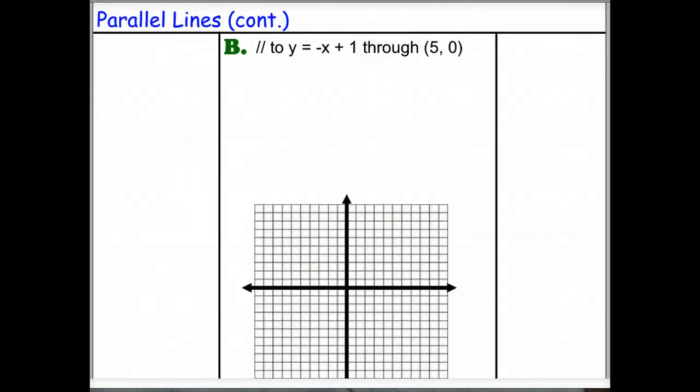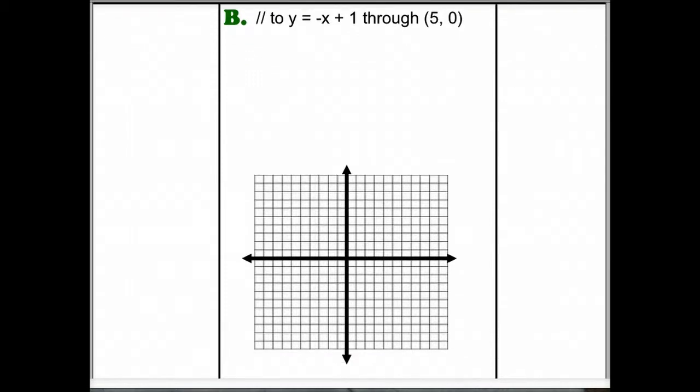Moving on to the next example, we have a line that is parallel to y equals -x plus 1 through 5, 0. Our old slope, or M1, I see is that coefficient in front of x, which has a negative sign, which means our slope is -1 or -1/1. And our original y-intercept is +1. The line parallel to it will have the same slope, so our new slope is still -1/1.